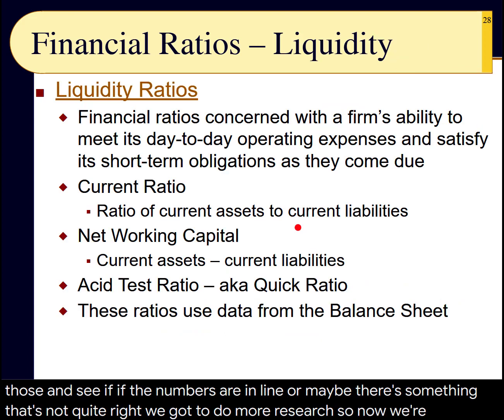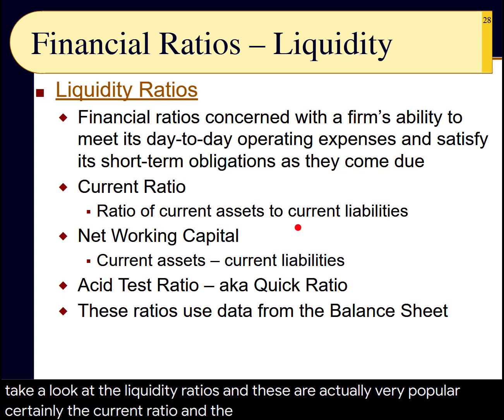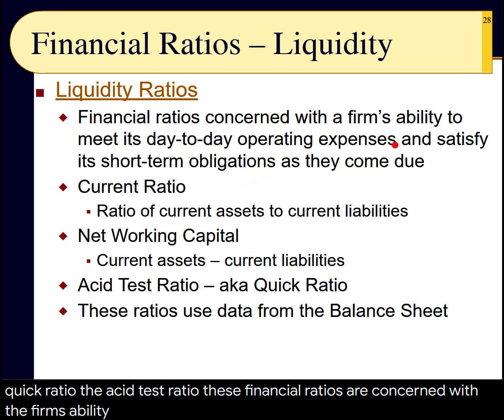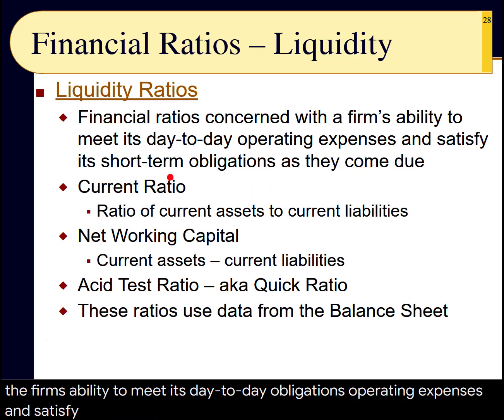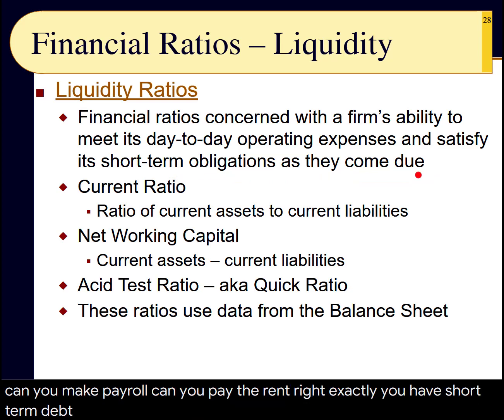So now we're going to take a look at the liquidity ratios. And these are actually very popular. Certainly the current ratio and the acid test. What a great name, right? The quick ratio, the acid test ratio. These financial ratios are concerned with a firm's ability to meet its day-to-day obligations, operating expenses, and satisfy its short-term obligations as they come due. In other words, can you make payroll? Can you pay the rent? Right, exactly. You have short-term debt payments coming due.